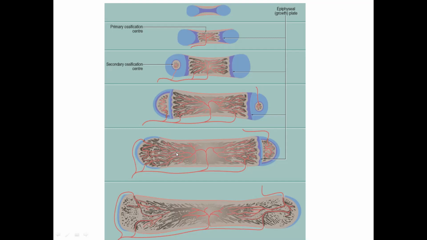And then finally, as adults, these epiphyses will fuse and the whole long bone will be a continuous block of bone. Right at the edges, you have some articular hyaline cartilage left, and that will become the articular cartilage. So that will complete the growth of long bones.